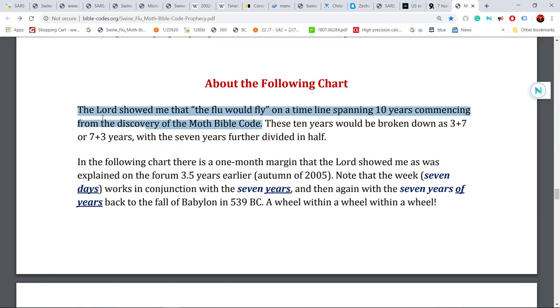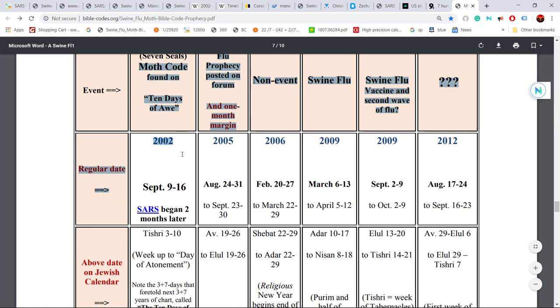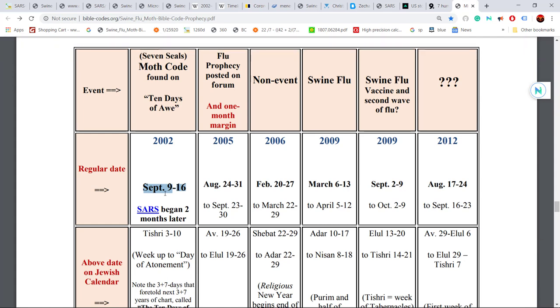Well, as I already showed you, exactly 10 years after the Moth Code on the days of Awe, right? 10 days of awe, and 10 years later, that's because all this is related: 7 days, 7 years, 10 days of awe, and 10 years later, and the SARS code, and SARS itself means 10 years in Babylonian language, and this code is found in Babylon with Daniel chapter 1 and 2. It goes on and on and on. I mean, it's endless. It's easy to go along any of these rabbit trails, because they really are endless.